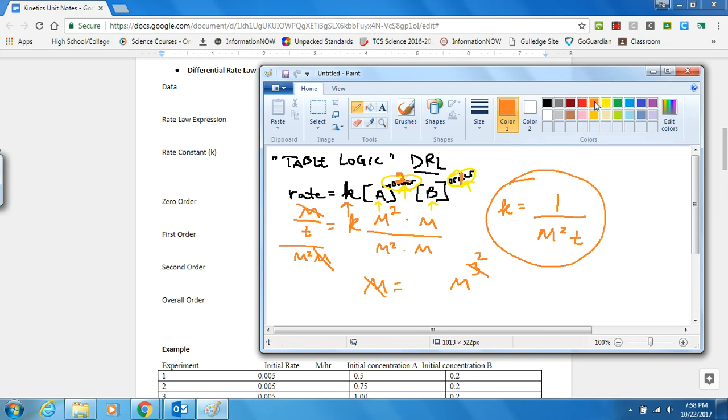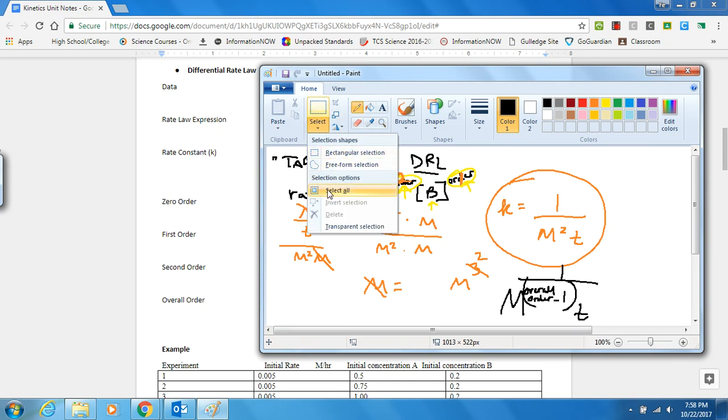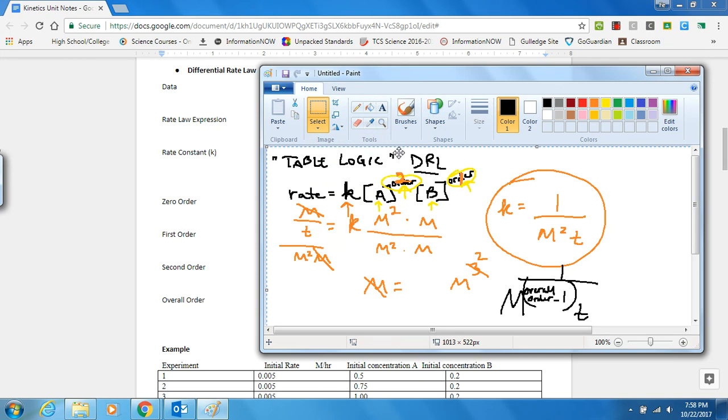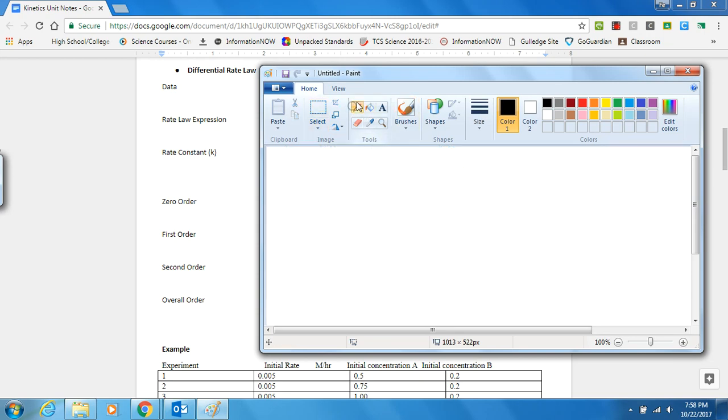So one way you can look at the units for K is by taking 1 over molarity raised to the overall order minus 1. I raise it to that power, and then I plug in whatever time unit that I have. So let's do another quick practice problem with that. I'm going to select all of this and delete, and then go back.